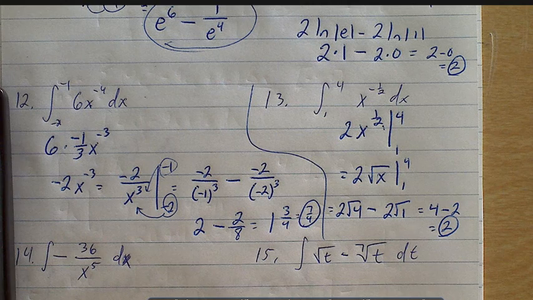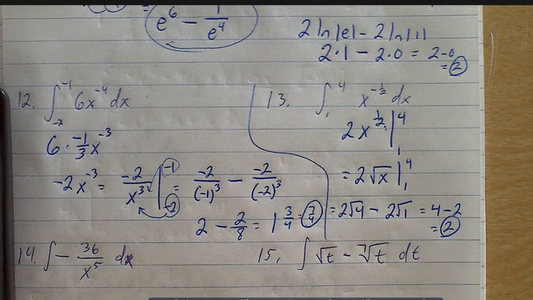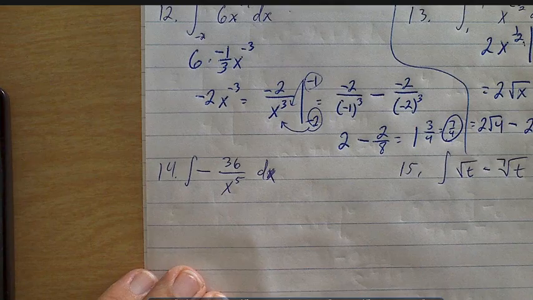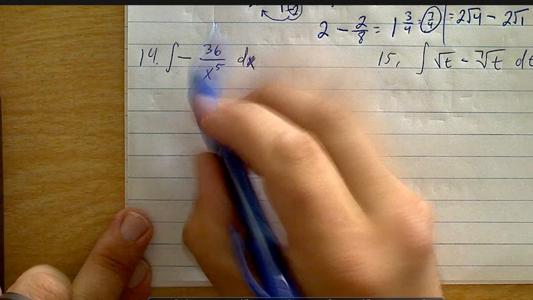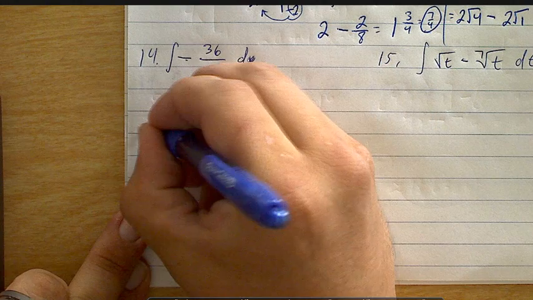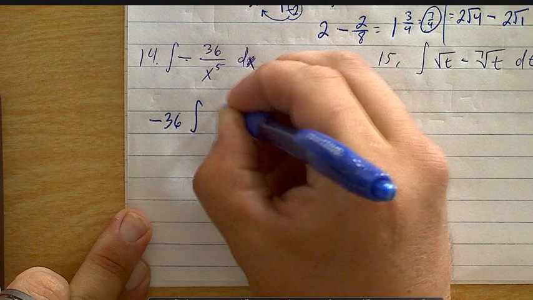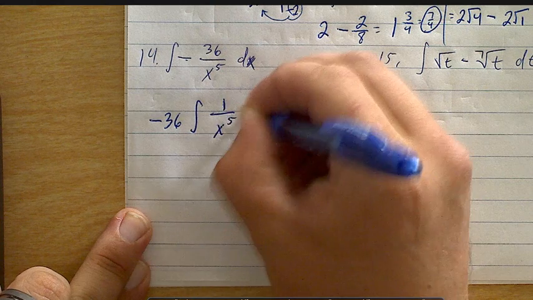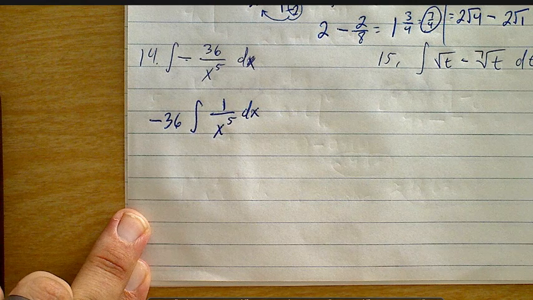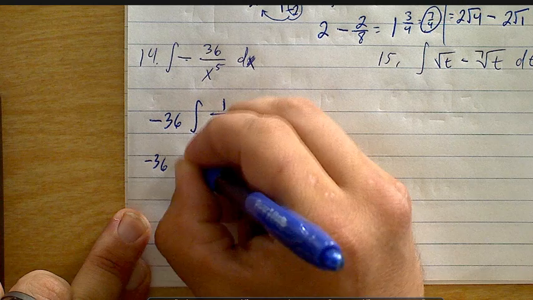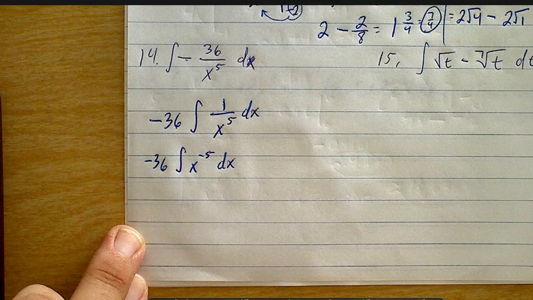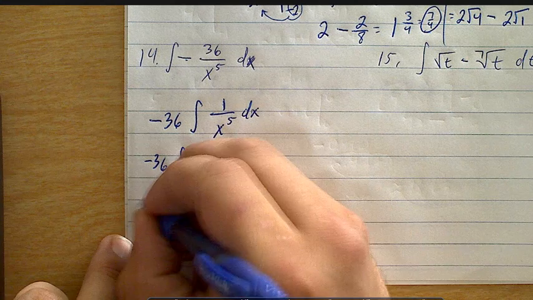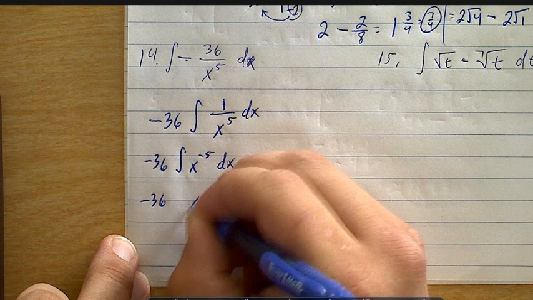Okay, number 14. I'm going to factor negative 36. So I have the integral of 1 over x to the 5th dx, which is the same thing as negative 36 integral of x to the negative 5th dx. Add 1 to the exponent. So I have x to the negative 4th. And take the reciprocal. So times negative 4.